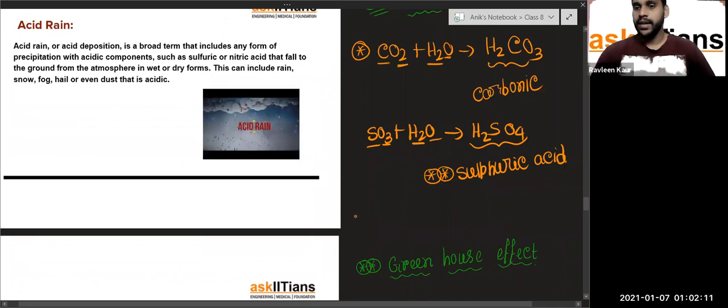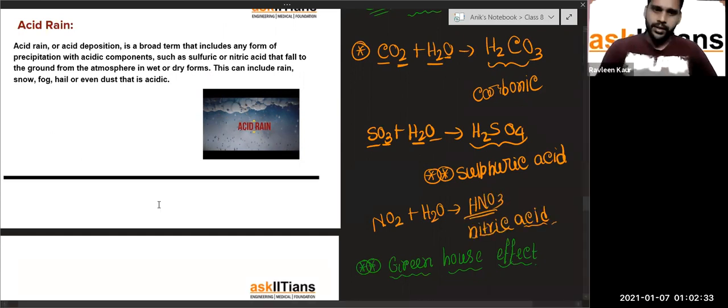So NO2 plus H2O, HNO3 is getting formed. This is nitric acid. Got it? So this is not difficult, okay? All you have to do is understand the whole topic, okay?